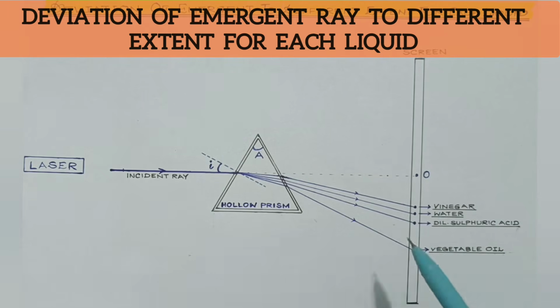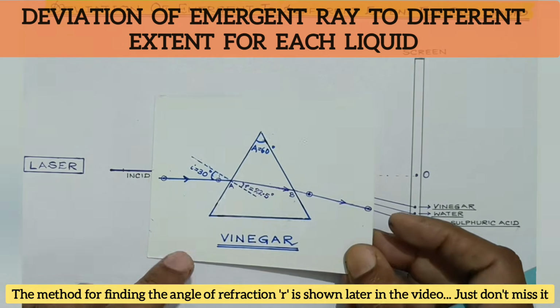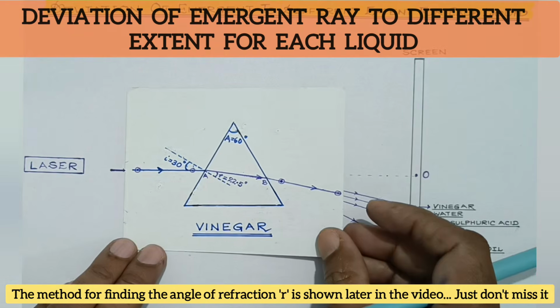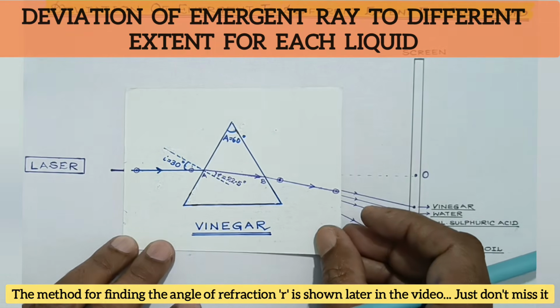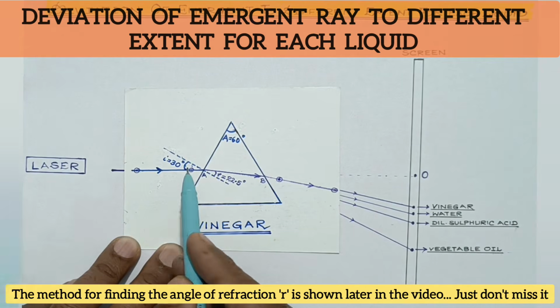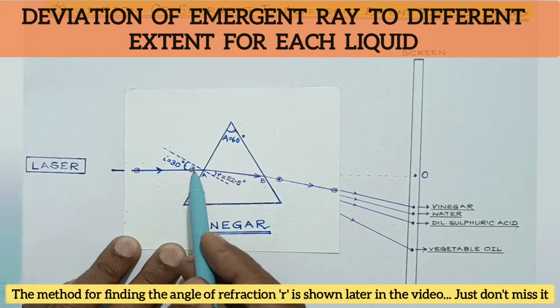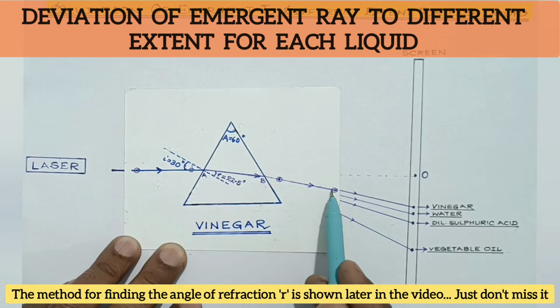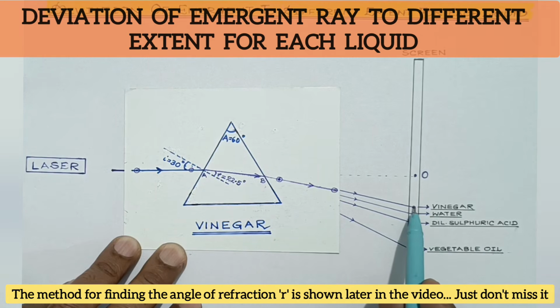Now students, if we consider the case of vinegar like this, this is what I performed the experiment, which you must have seen through the video. Now this is vinegar and angle of incidence is taken to be 30 degree. Now here the spot is obtained over here. This is the spot which is obtained on the screen like this.